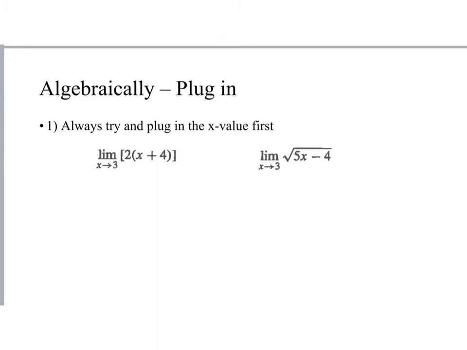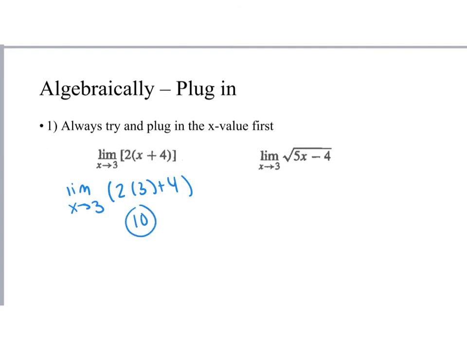So now let's start using algebra to solve these limits. Our first try is always plugging in the x value first, and sometimes that works and there's nothing else we need to do for it. So for this one, if we wanted to plug in, it would be the limit as x goes to 3 of 2 times 3 plus 4, or 6 plus 4 is 10. So my limit is 10.